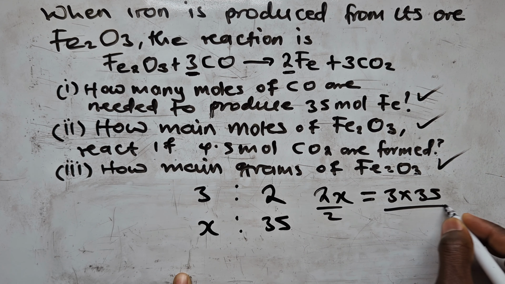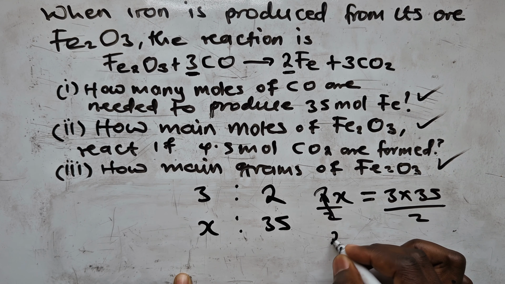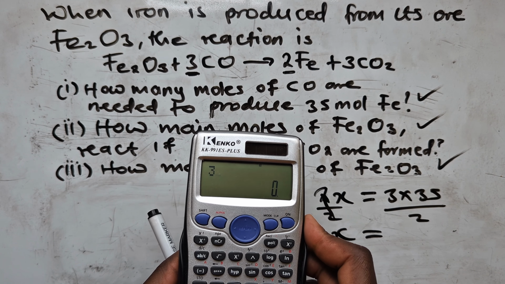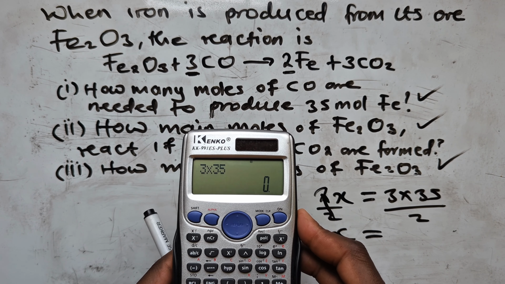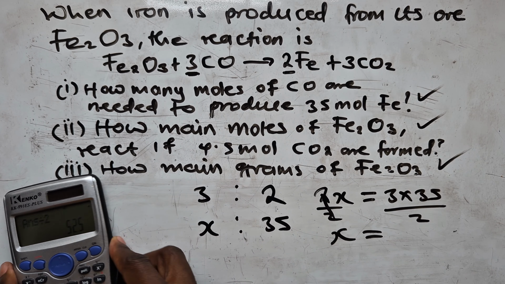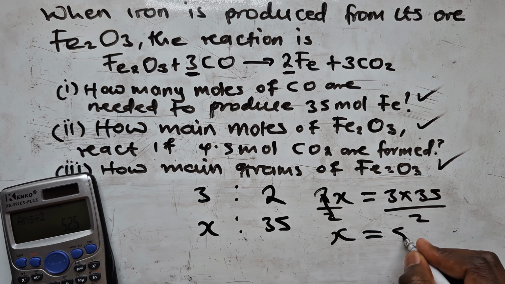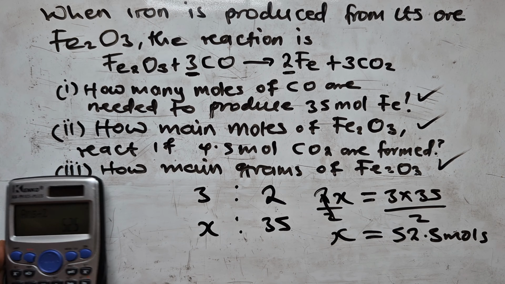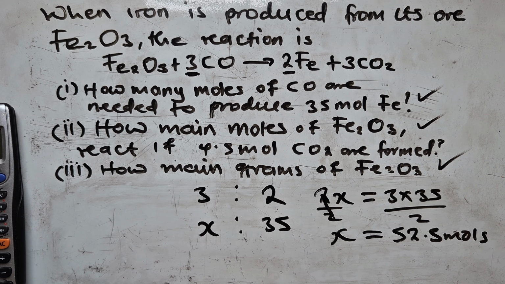When you divide by 2, you find that the number of moles that will be needed has to be as follows. So that will be 3 multiplied by 35. Then I'll divide this answer by 2. So we are getting 52.5. 52.5 moles is the number of moles that is needed. That is according to the first question.